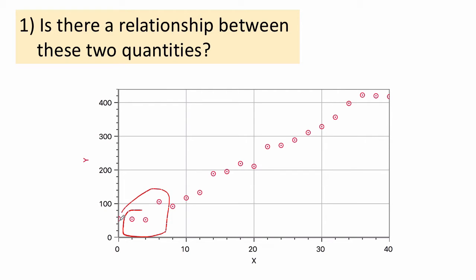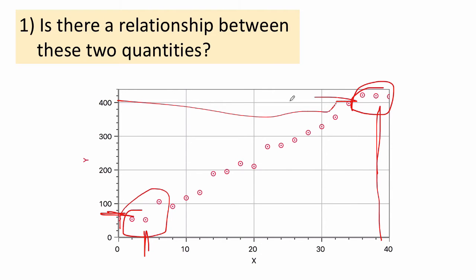Down here, when we have small x, we also have small y. And up here, when we have a big value of x, it's connected to a big value of y. So when x goes big, y goes big. So we would say these two are related.